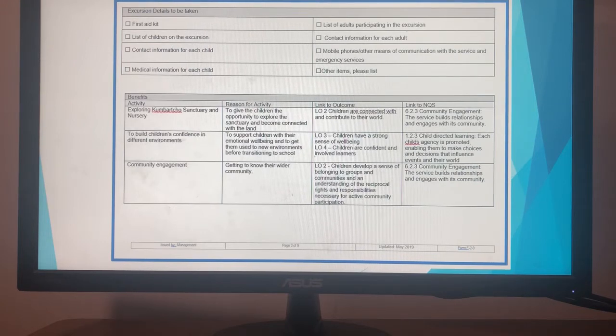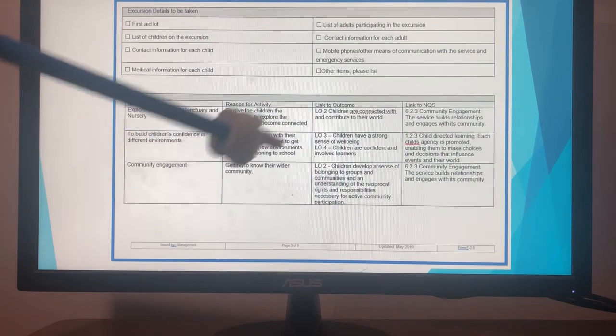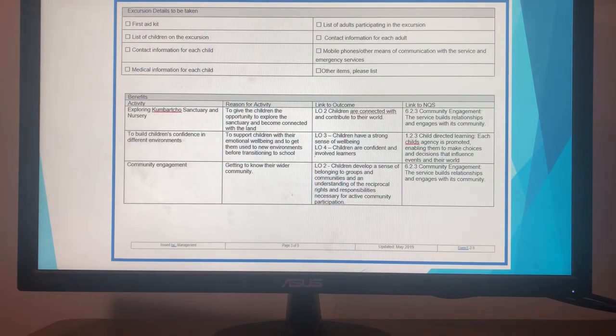So we have a look at our activities that we're taking in, our reason for our activities, and then linking it to the outcomes. So that could be the Early Years Learning Framework or the National Quality Framework or the QKLG.